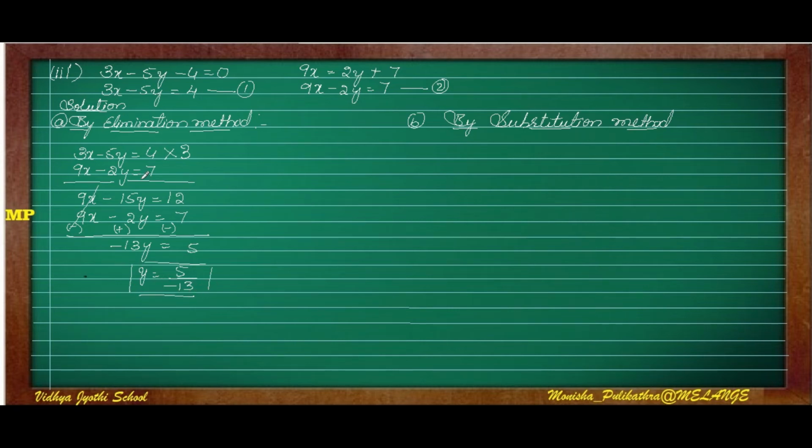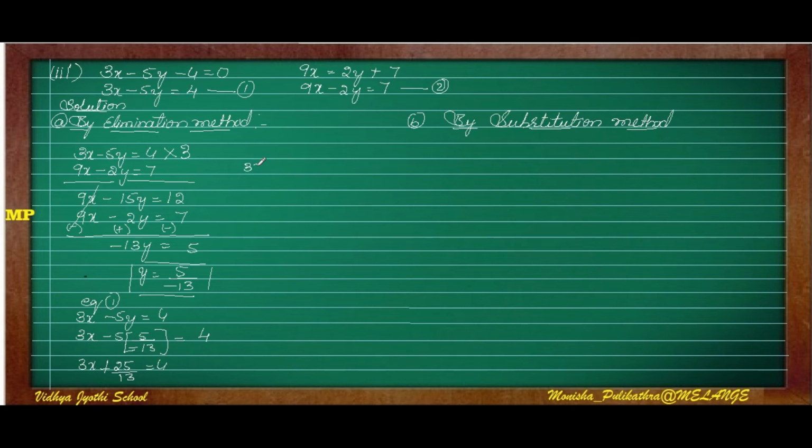This value we have to substitute in equation 1 or equation 2. I will be taking equation 1 here, that is 3x minus 5y is equal to 4. In the place of y, we need to substitute 5 by minus 13, is equal to 4. So here 3x, minus into minus, it will become plus, 5 5s are 25 divided by 13, is equal to 4.